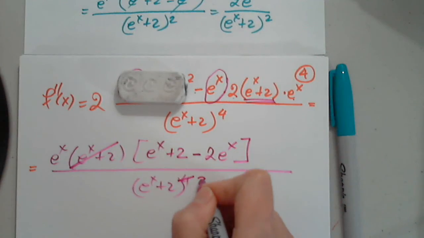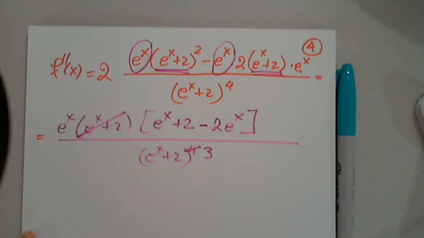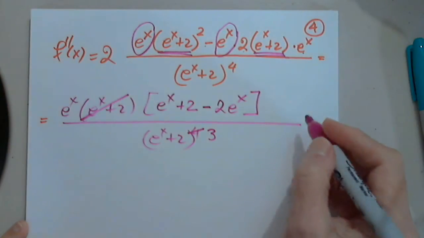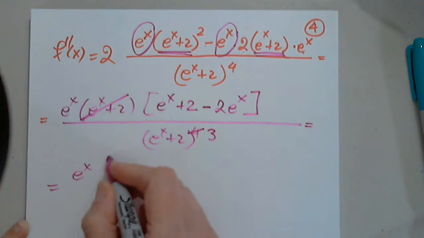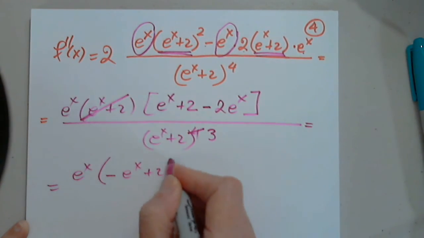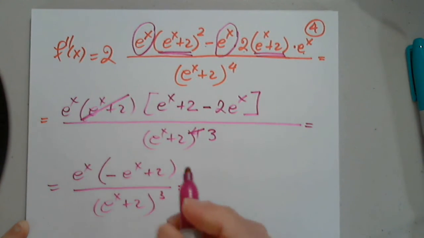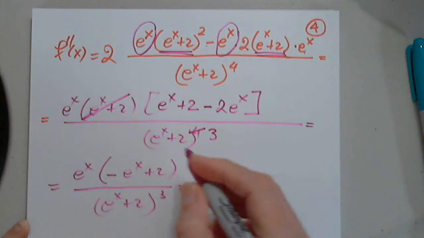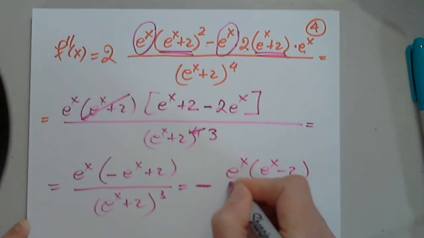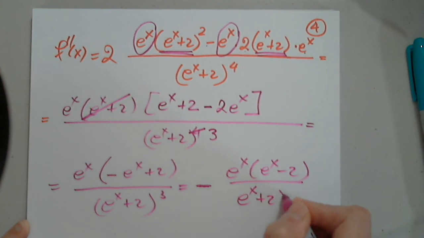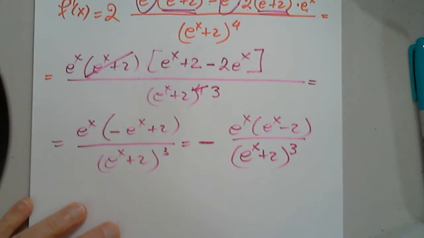Yes? One goes away. And let's see what else is left. So we have e to the x. In here, I have negative e to the x plus 2 over e to the x plus 2 to the third. Move the negative leading coefficient outside. Okay, so this is the second derivative.